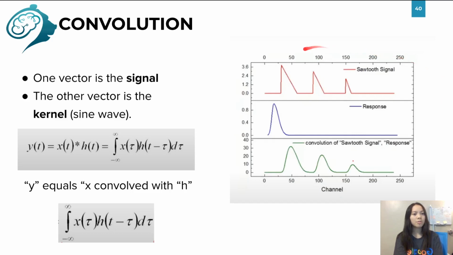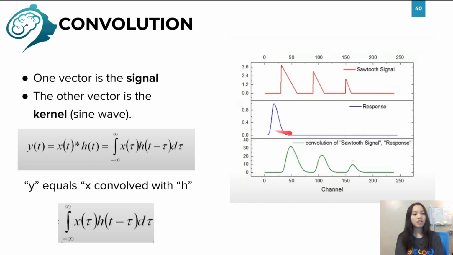In this example, let's say we have our signal, which is called the sawtooth signal, and another vector is considered the kernel. It can be like a sine wave or any response that you want, and the example here is this response. So this is the kernel.